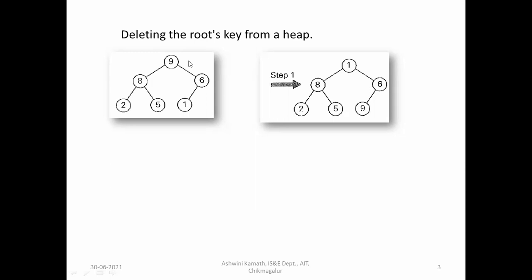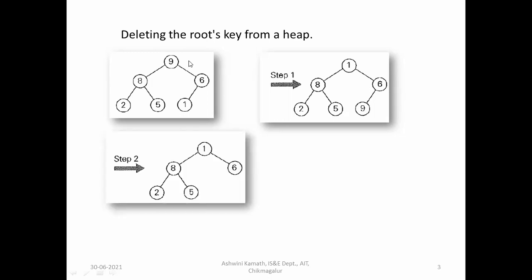Then after exchanging, just decrease the size of the array, decrease the size of the heap. So you are left with only 5 elements now, 1 8 6 2 5. And if we check this, it is not a heap. So heapify, convert it into a heap. So how to convert it?